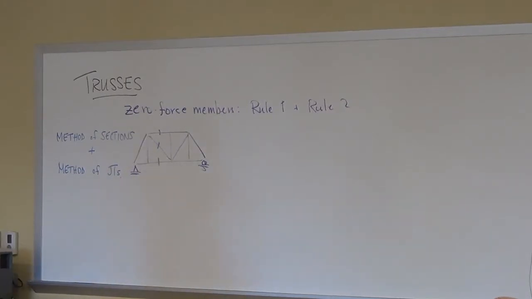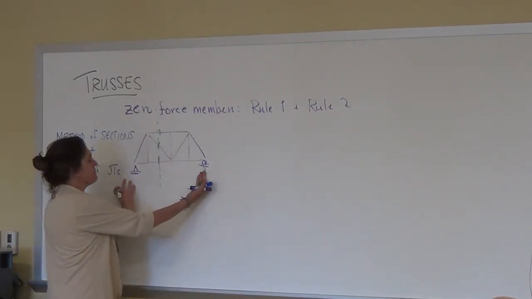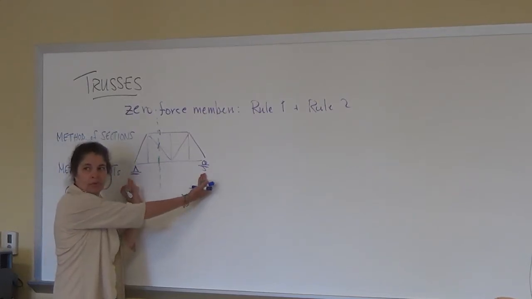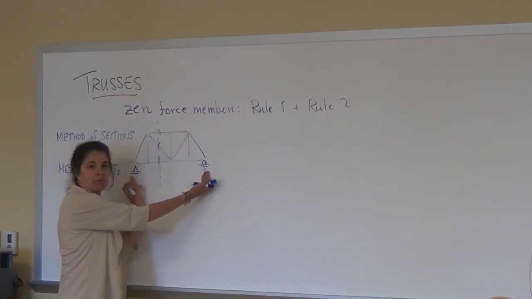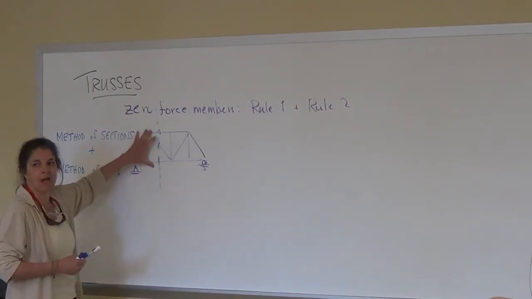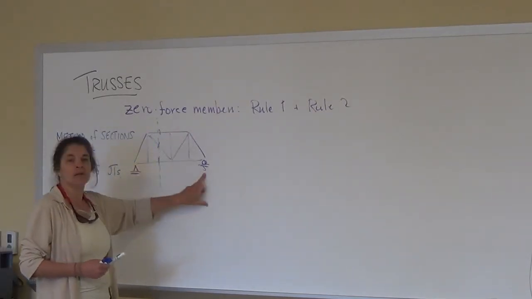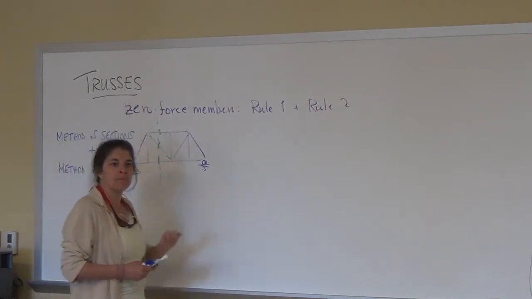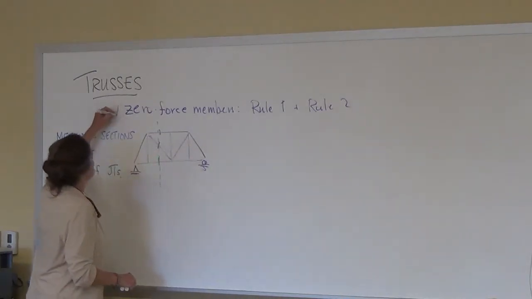What process would you do? Method of sections, probably. Where would you cut it? You would cut it right here. And then in that case, is it required to find the reactions at both these supports? No, because if you choose to analyze only the left side, which reactions do you need to get? The left. If you choose to analyze the right side, you need this one. Okay? So the first thing you want to do is definitely find the zero force members.